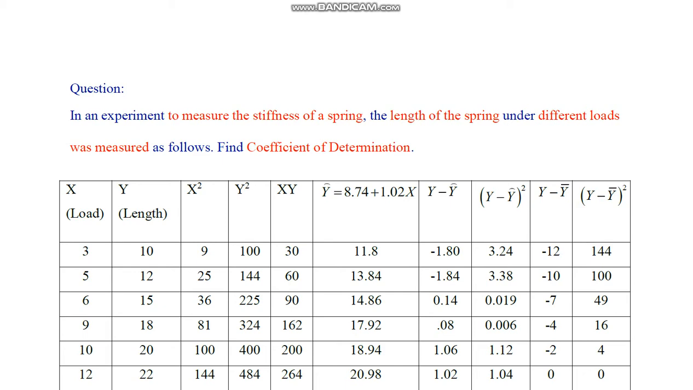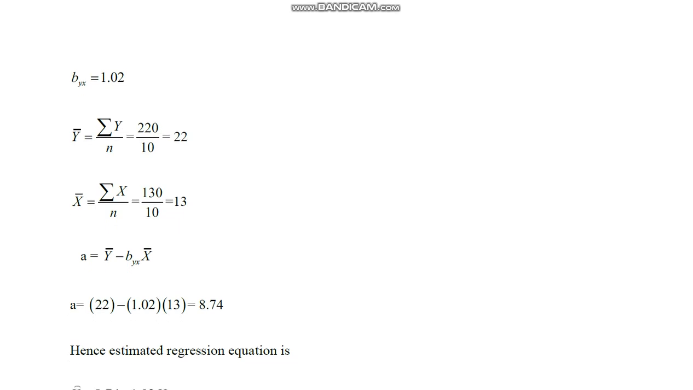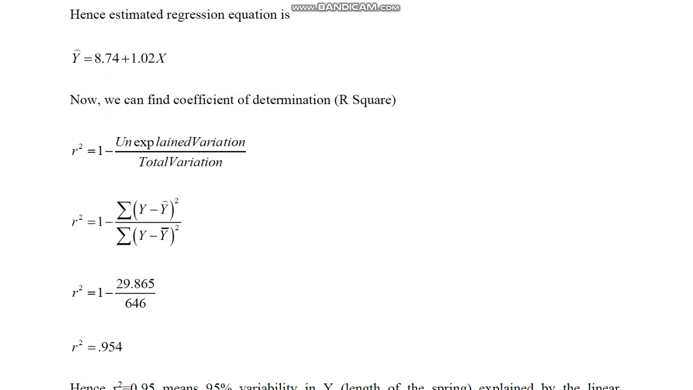Today we solve a question for coefficient of determination. First we look at the formula of coefficient of determination as we discussed in my previous video. Here is the formula: r square is equal to 1 minus unexplained variation over total variation.